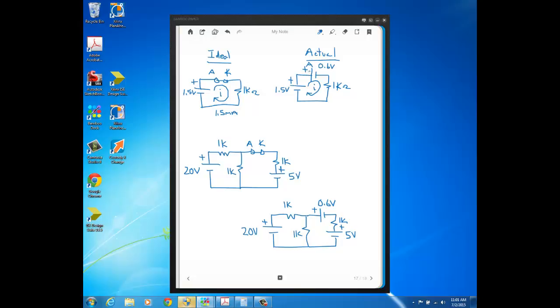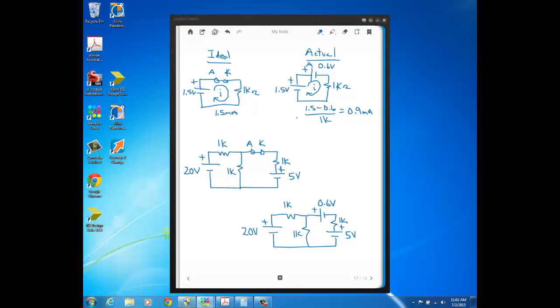But if you put this source in such that the higher end of the source was on the cathode, that would be implying that the diode was supplying power, which can't happen. Diodes cannot supply power. So we represent actual forward bias diodes as a source that's absorbing power. Now if you find this current, it's just going to be 1.5 minus the drop across the diode, the 0.6, divided by 1K. You're going to get 0.9 milliamps.